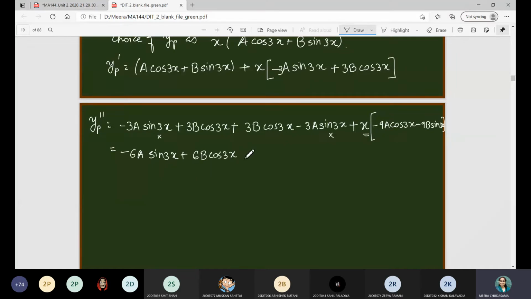So I will write it just as it is, that is minus 9a cos 3x. I can write x in the multiplication now because we are going to simplify it in the equation. So this is minus 9ax cos 3x minus 9bx sin 3x. तो ये डबल डेरिवेटिव भी मिल गया.